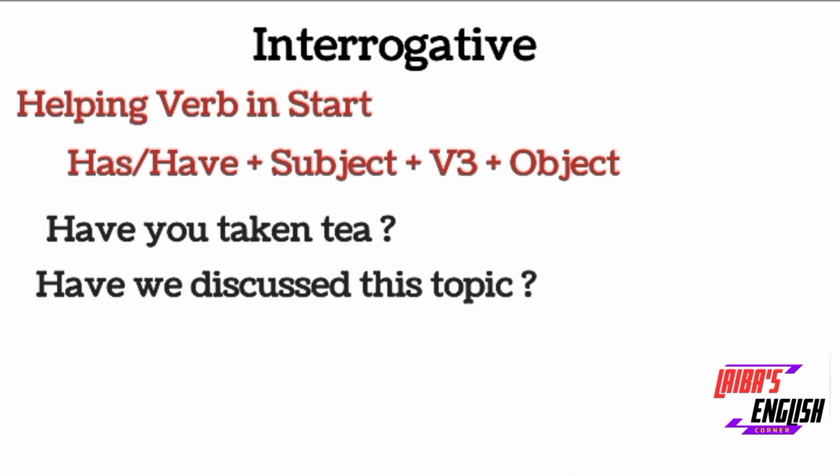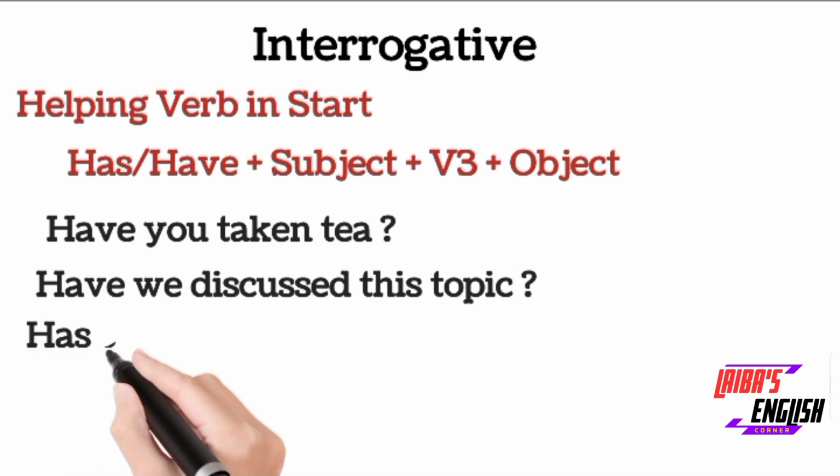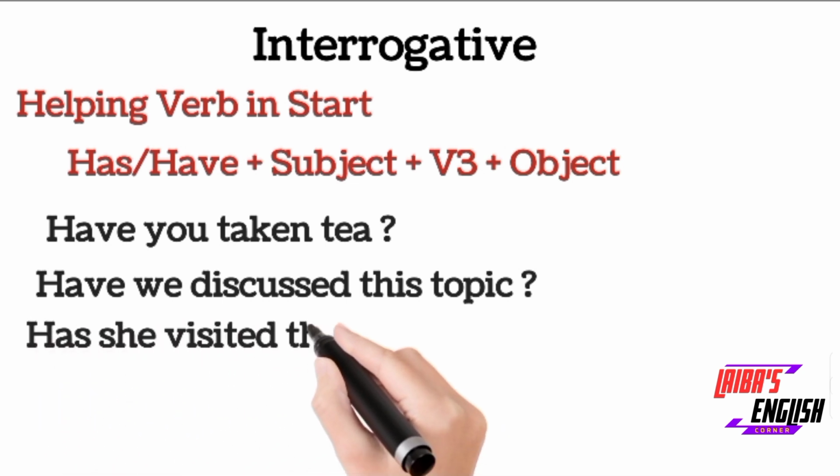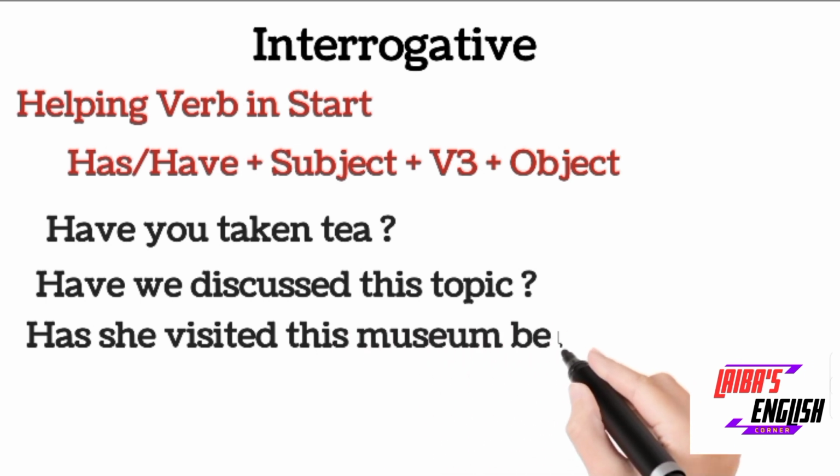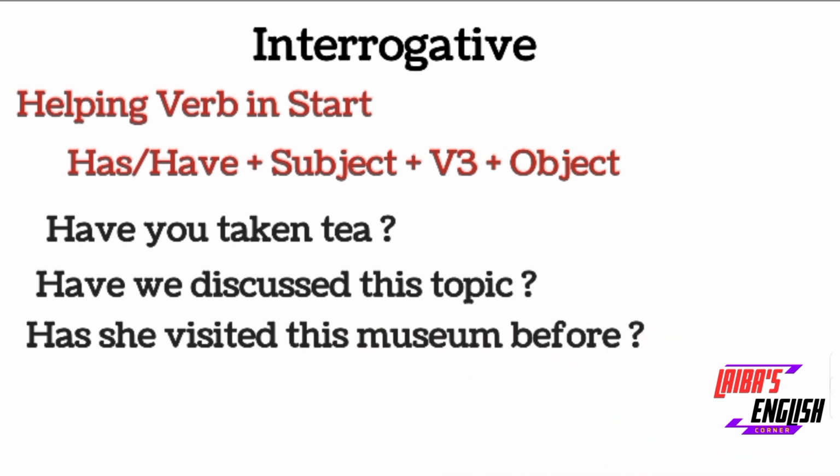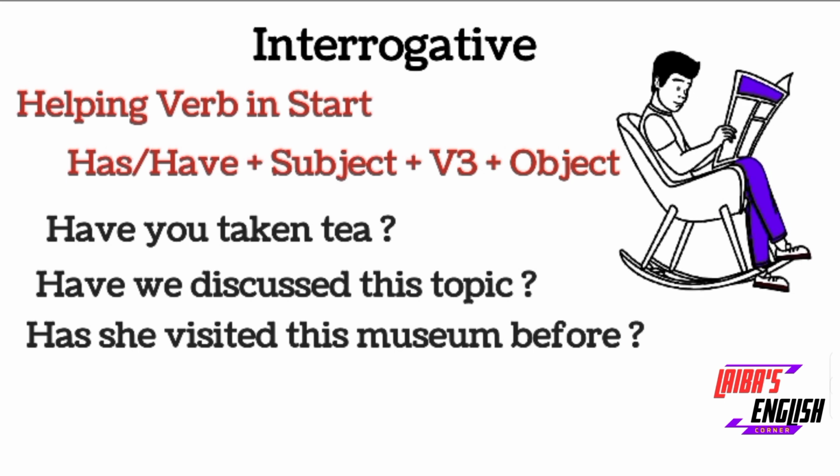Third example is, have we discussed this topic? So here we are putting have. Why? Because I, we, they, you, and discuss's third form is discussed. So have we discussed this topic? Another example is, has she visited the museum before? So we are done with our present perfect.